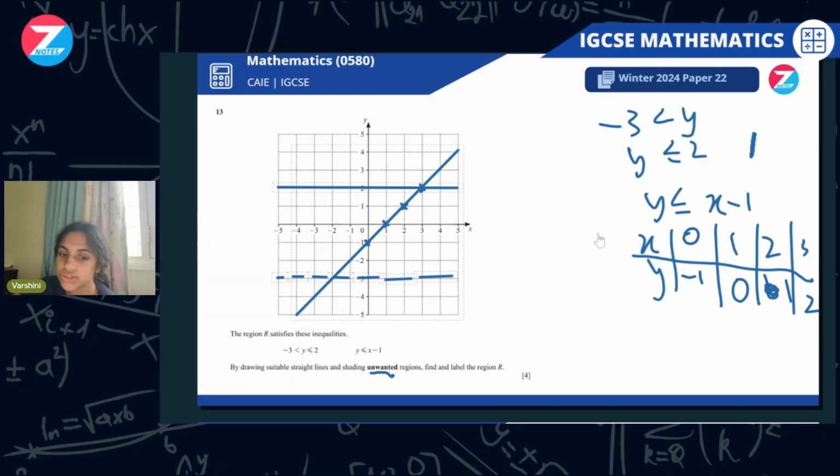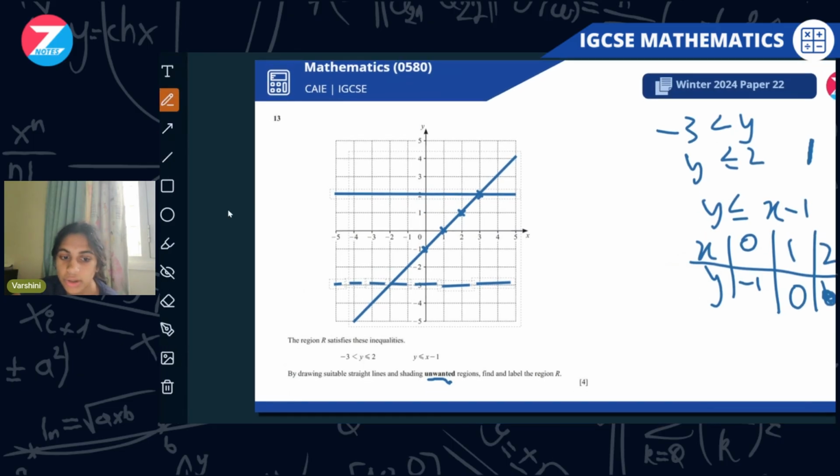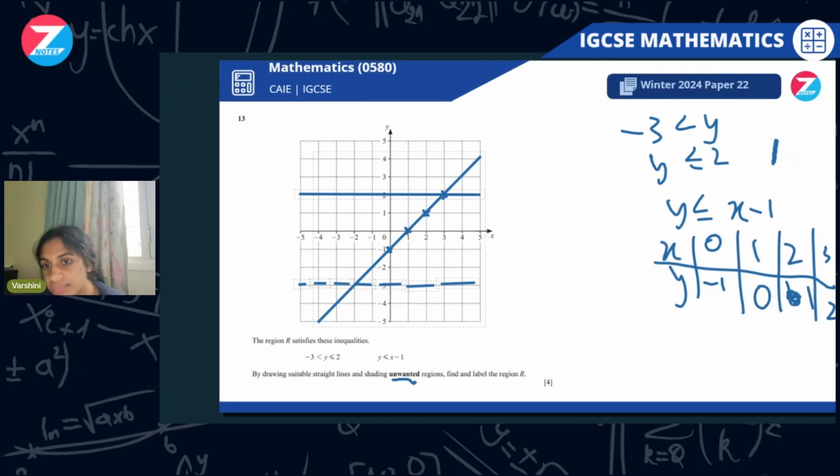So now to find which regions we need to shade, remember the unwanted regions. We're going to look at these inequalities again. So here we know that y is greater than minus 3. If we look at minus 3 over here, this is minus 4, minus 5. Down here is getting smaller, and up here, minus 2, minus 1, 0, 1, 2, 3, it's getting bigger, so we know that it needs to be greater than. So this is the region we want, and we don't want over here.